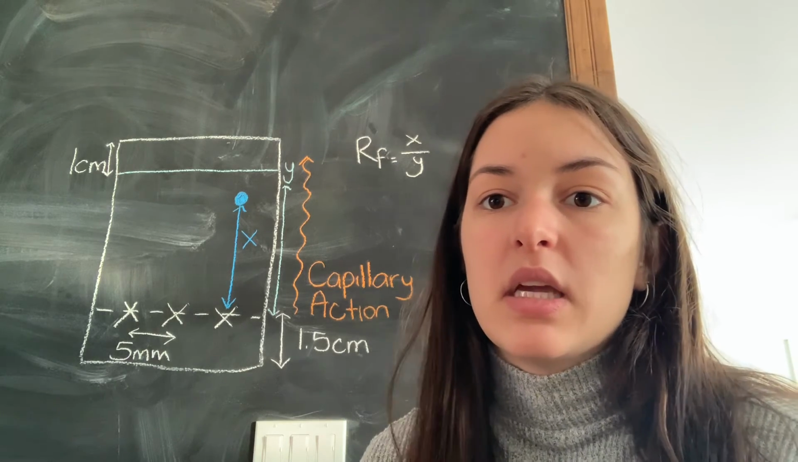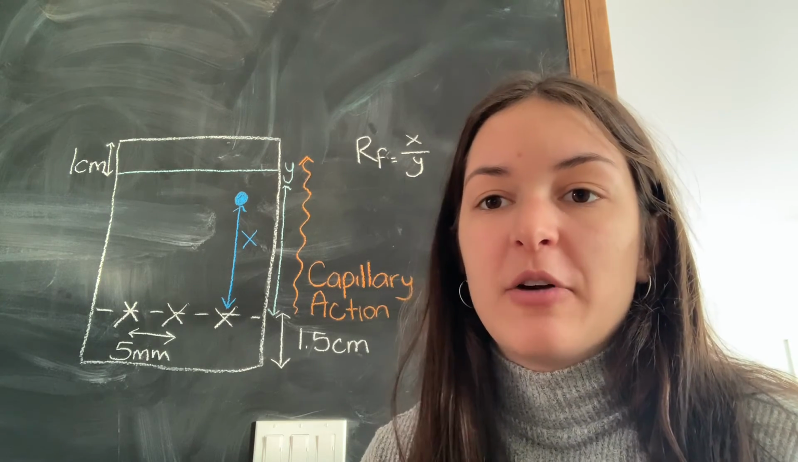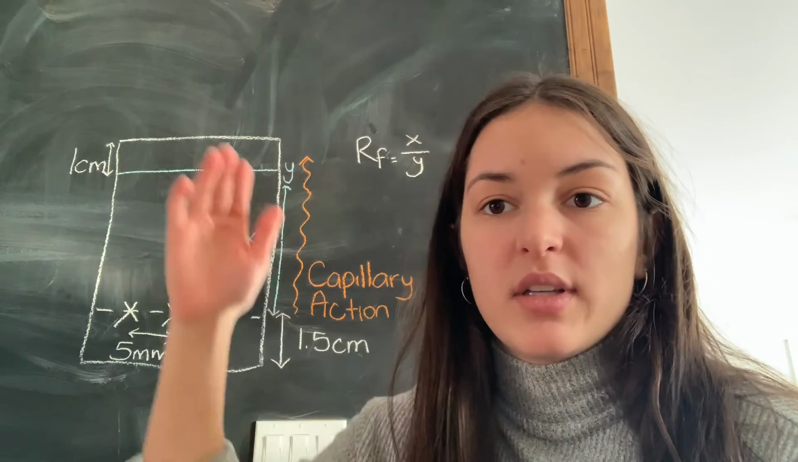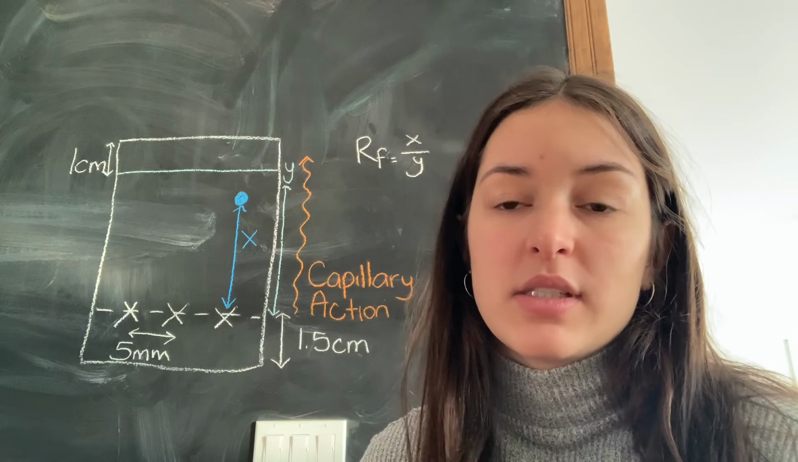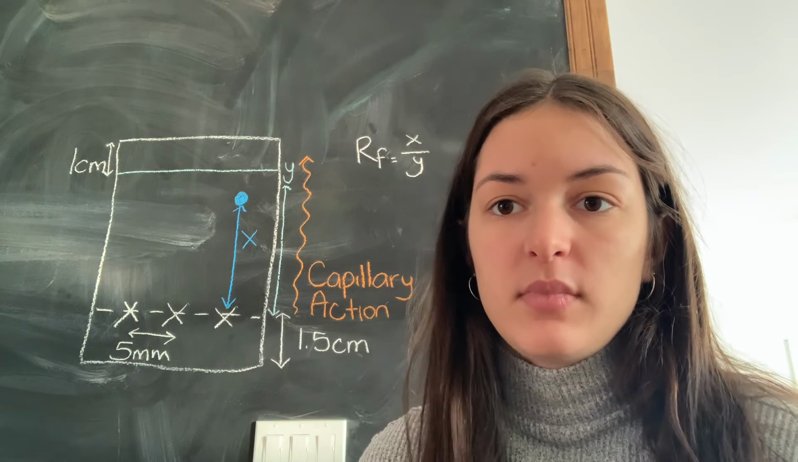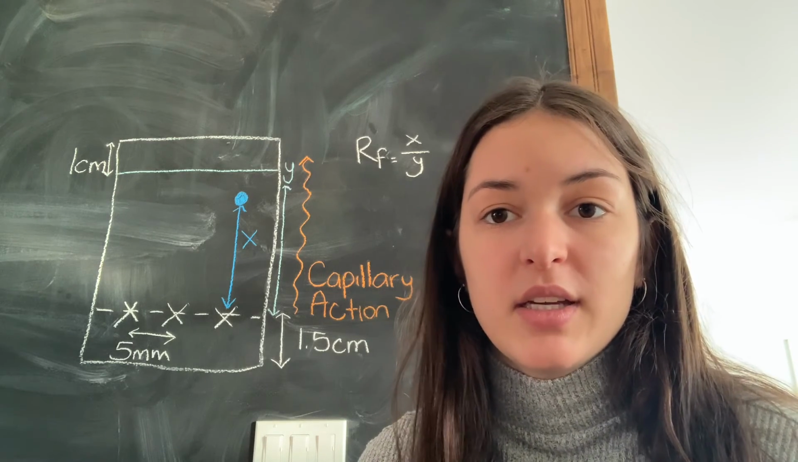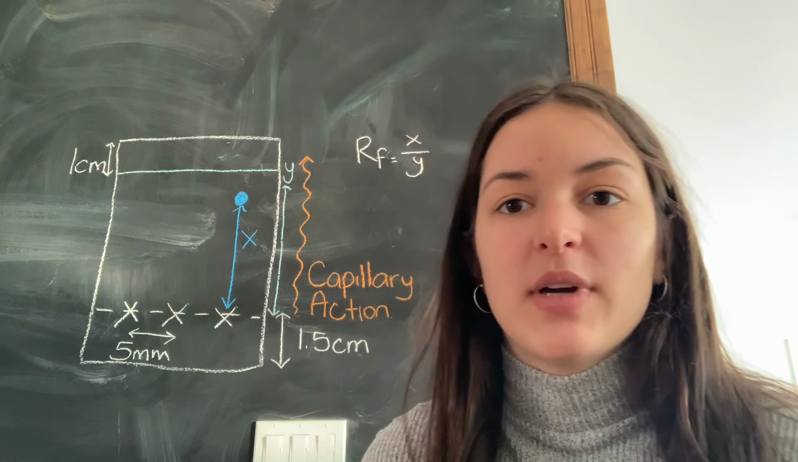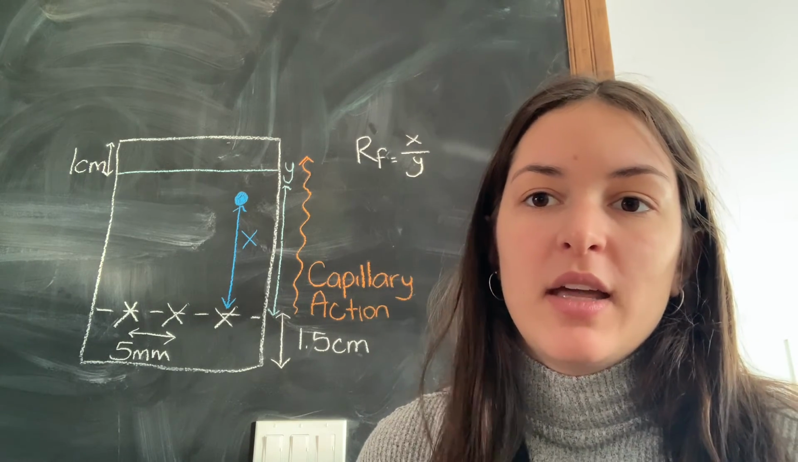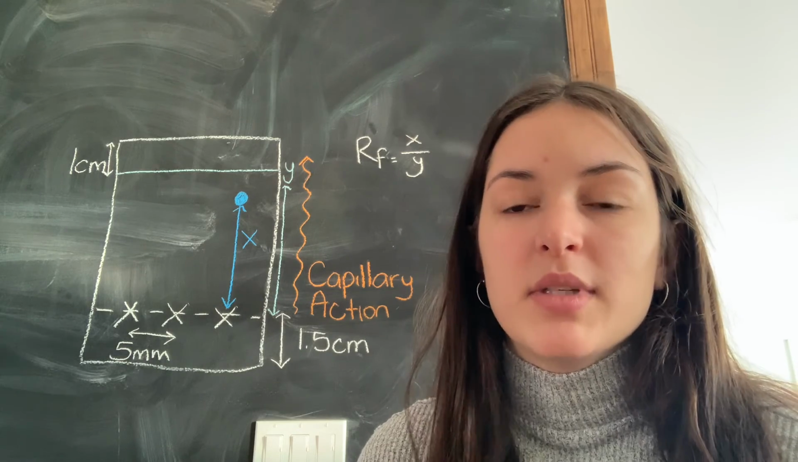Rf is the distance the compound travels from the origin, which is the dotted line, compared to the distance that the solvent travels. Under a specific set of conditions, they all have their own retention factors. So if you compare two retention factors of different molecules and they match up, then they should ideally be the same substance.